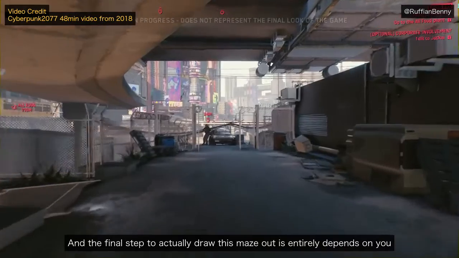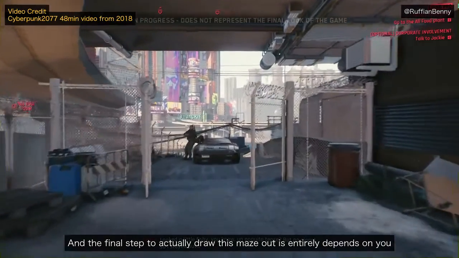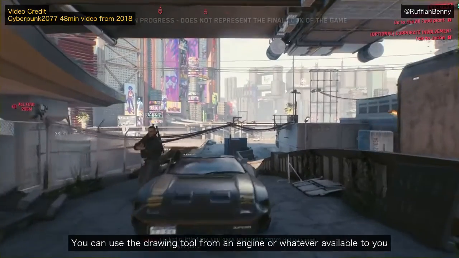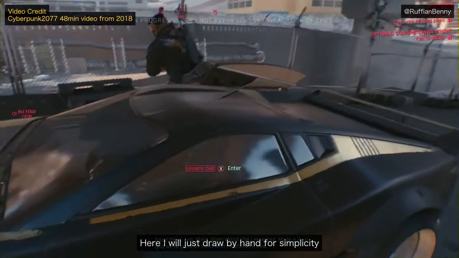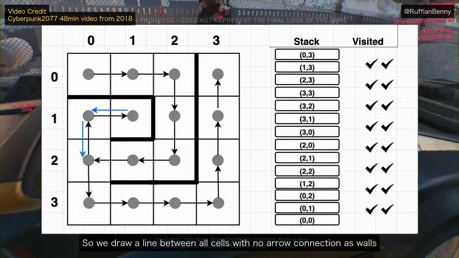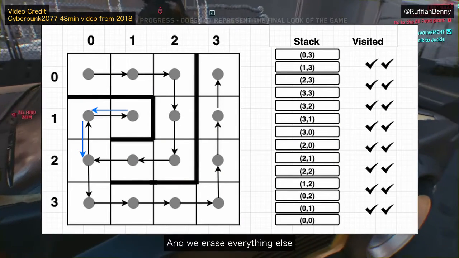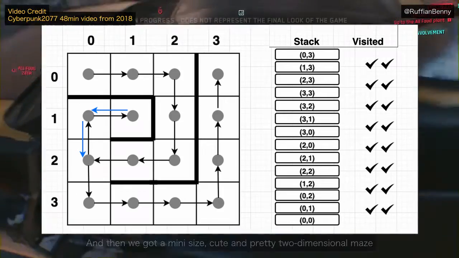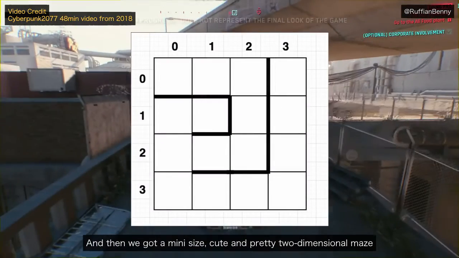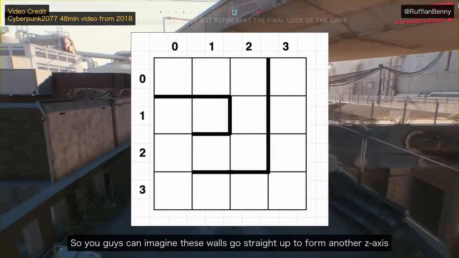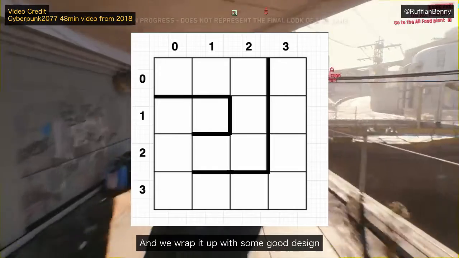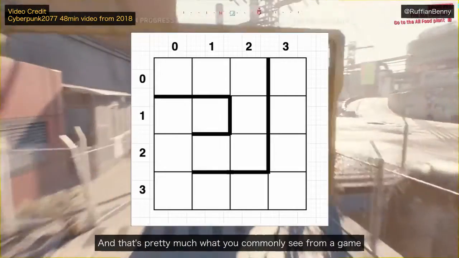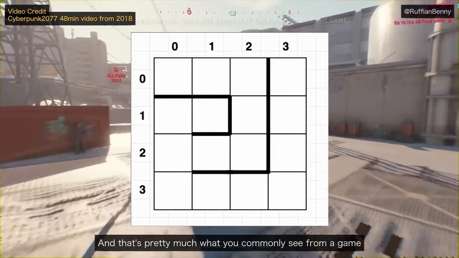And the final step to actually draw the maze out entirely depends on you. You can use the drawing tool from the engine or whatever is available to you. Here I will just draw by hand for simplicity. So we draw a line between all the cells with no arrow connection as walls. And we pretty much erase everything else. And then we got the mini-sized, cute and pretty, two-dimensional maze. So you guys can imagine these walls go straight up along another z-axis, and we wrap it up with some good design, and that's pretty much what you can commonly see in games.